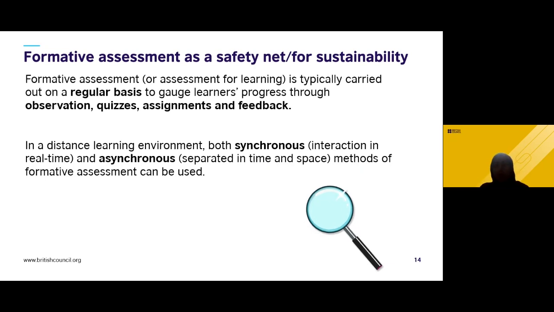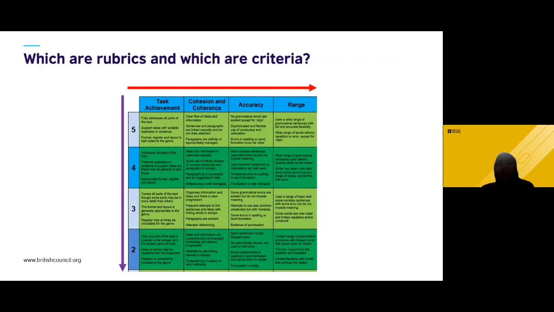Another quiz for you, a little question for you. Look at this chart, this assessment related chart on the screen, and think about the two arrows, the red arrow, the horizontal arrow, and the purple arrow, the vertical arrow, and tell me in the Q&A box which refers to criteria and which refers to rubrics. Criteria, red or purple, rubrics, red or purple.